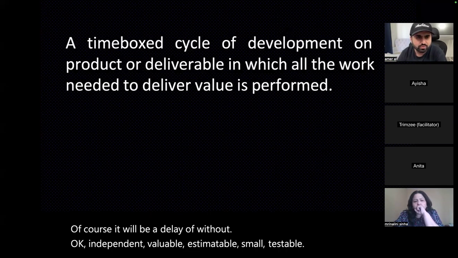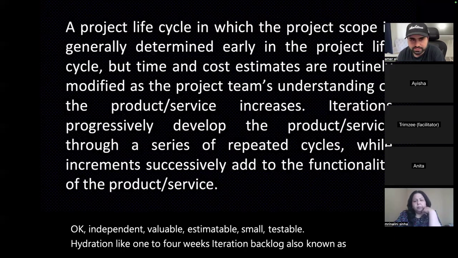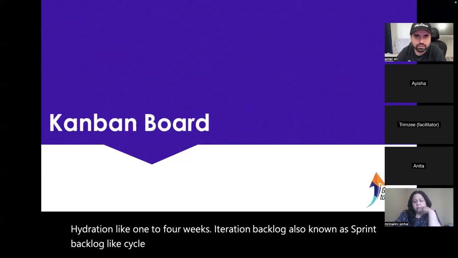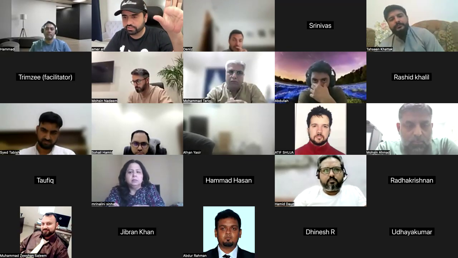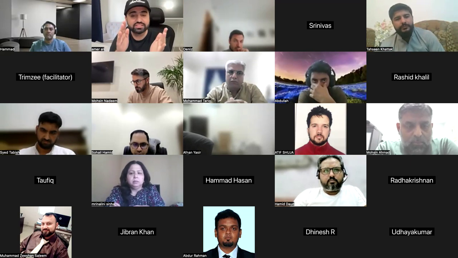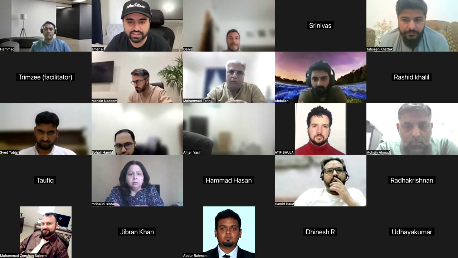Iteration: 1 to 4 weeks. Iteration backlog, also known as sprint backlog. Like a cycle. Kanban board, we discussed it. It has a work in progress limit. Yes, Amit sir, I understand what you said. When I'm moving from one screen to another, it gets delayed.